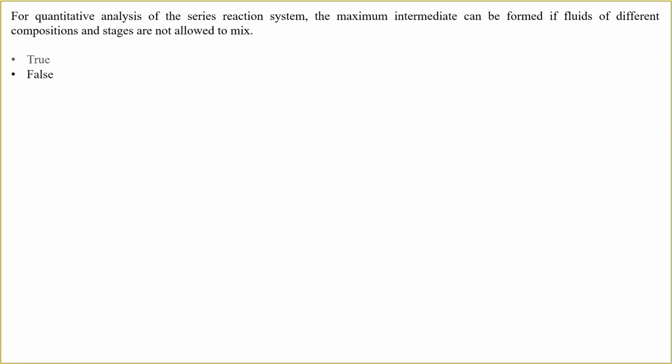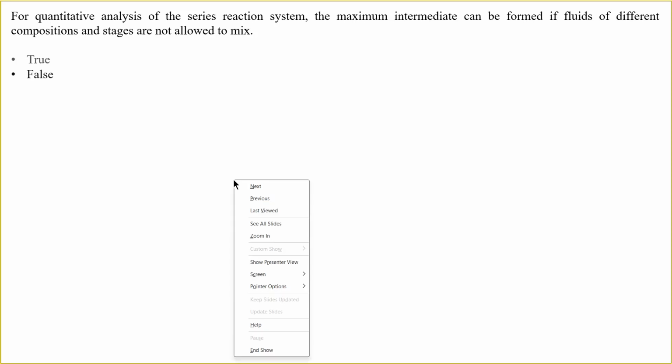For quantitative analysis of the series reaction systems, the maximum intermediate can be formed if fluids of different compositions and stages are not allowed to mix. Now, this is a very good question. So here it has been given that if you are doing a quantitative analysis of a series reaction system, the maximum intermediate can be formed if the fluids of different compositions and stages are not allowed to mix.